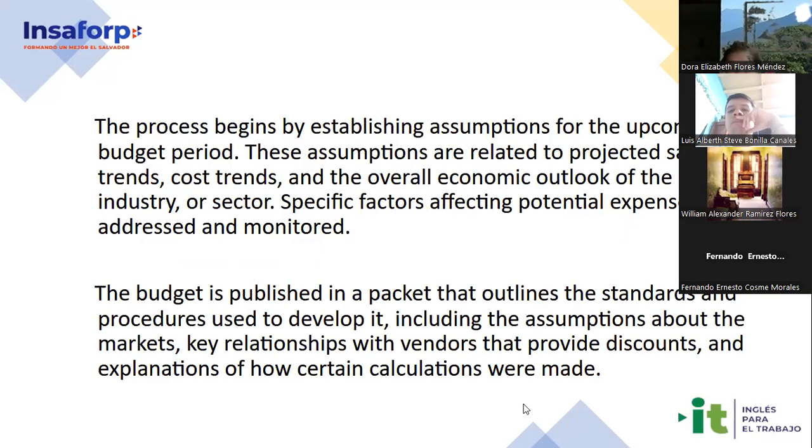Good. This one is going to be for Luis Albert. Okay. Good evening, teacher. Good evening. The process begins by establishing assumptions for the upcoming budget period. Some assumptions are related to projected sales trends, cost trends, and the overall economic outlook of the market, industry, or sector. Specific factors affecting potential expenses are addressed and monitored. The budget is published in a packet that outlines the standards and procedures used to develop it, including the assumptions about the market, key relationships with vendors that provide discounts, and an explanation of how certain calculations were made.